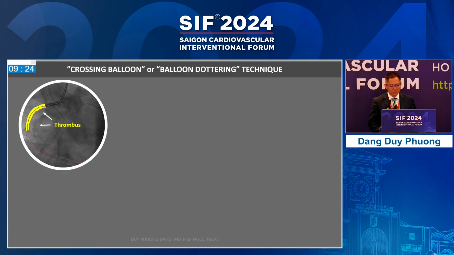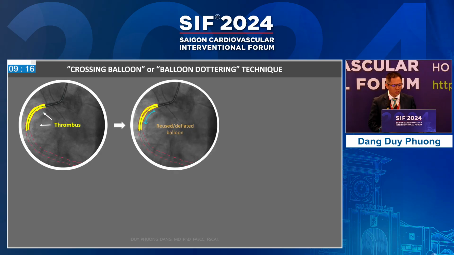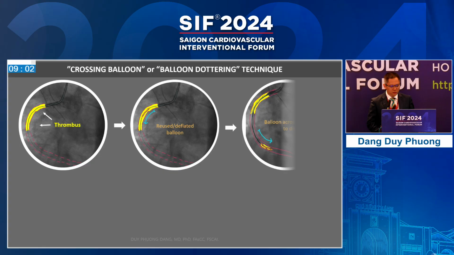What is the crossing balloon or dotting balloon technique? When we see the thrombus occlusion in the vessel, we wire across the occlusion. We use the deflated balloon or the small, reduced balloon to cross the occlusion, and the balloon crosses the thrombus and goes to the distal.